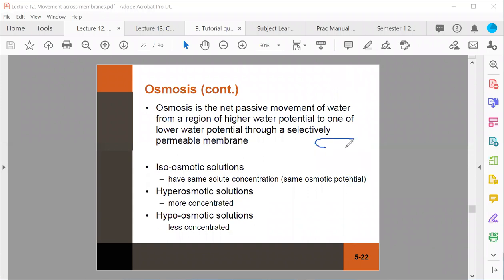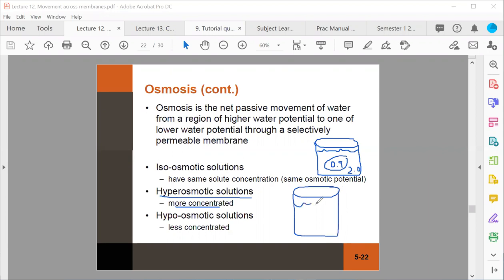Now let's try again. And this time we're going to place our cell, 0.9%, into a solution that is 2%. So now this solution that we've placed our cell into is more concentrated, and we refer to it as a hyperosmotic or hypertonic solution.